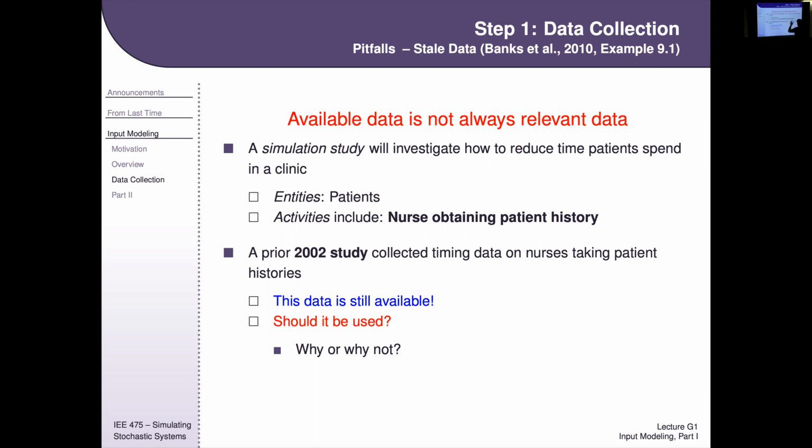So your stakeholder looks at you and says, well, in your budget you've budgeted so many thousands of dollars to do this study, but fortunately, you don't have to, because we already did that study 20 years ago, and we're going to give you that timing data so you don't have to do this study again. So should it be used? What do you think? What are potential problems with using this 20-year-old data about nurses taking patient history for this particular system? Any thoughts about why the timing data from 20 years ago might be different today?